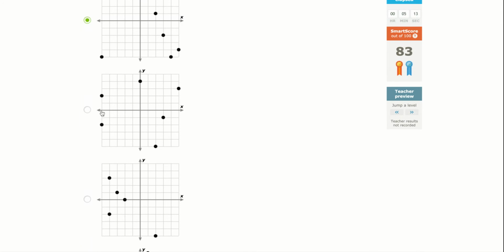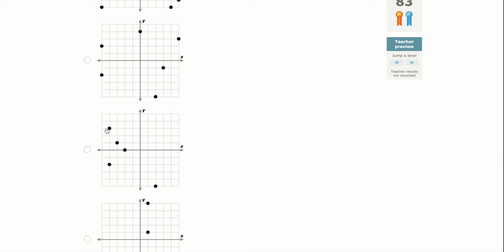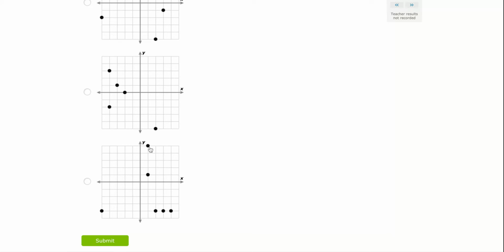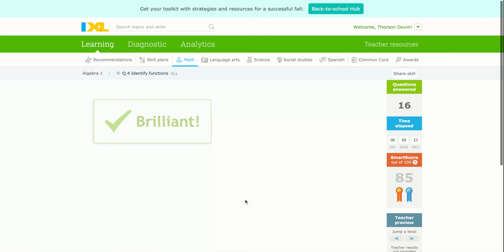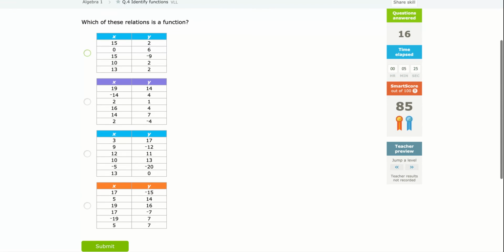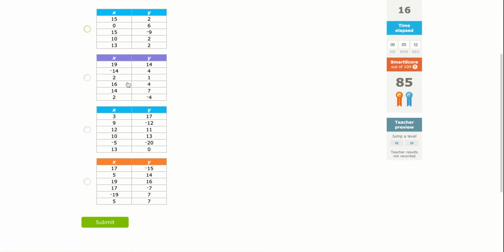But I see points lined up vertically. That means this x value has a y value of 2 and a y value of negative 2. That can't happen. Points lined up vertically disobey the rule of a function. Function means every x can only have one y. And since I have two 15s going to different y's, it's not a function.